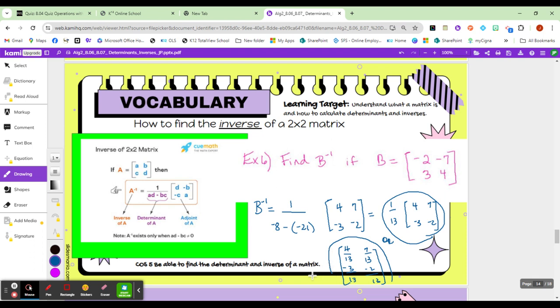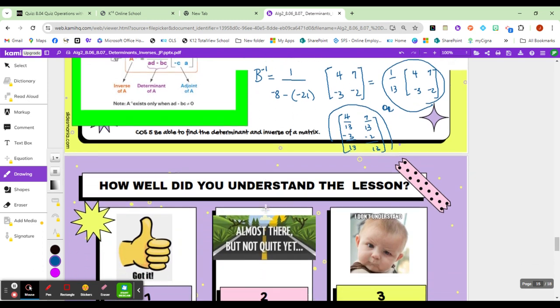I don't think they're going to ask you to find the inverse of a 3 by 3. I can honestly say that's something I've never done by hand. A calculator might do it, but as far as them asking you to find the inverse of a 3 by 3, I don't think they're going to go to a 3 by 3. I think they'll stay with a 2 by 2.